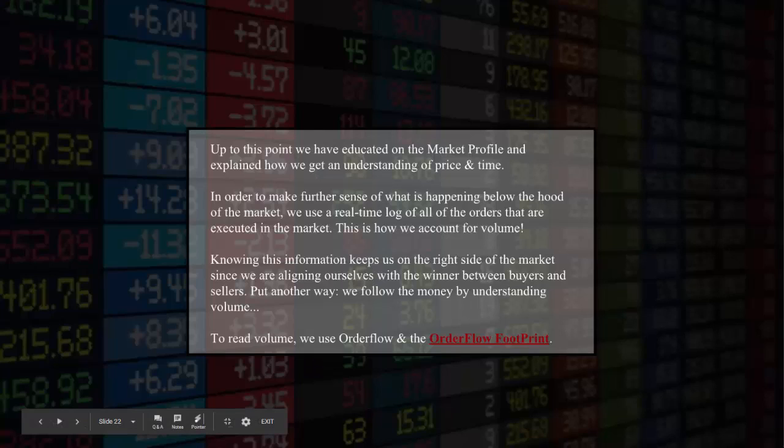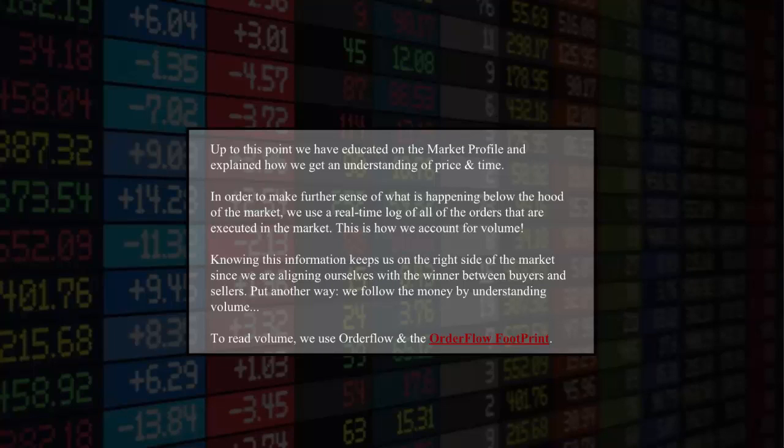Up to this point, we have educated on the market profile and explained how we get an understanding of price and time. In order to make further sense of what is happening below the hood of the market, we use a real-time log of all of the orders that are executed in the market. This is how traders account for volume. Knowing this information keeps us on the right side of the market, since we are aligning ourselves with the winner between buyers and sellers. Put another way, we follow the money by understanding volume.